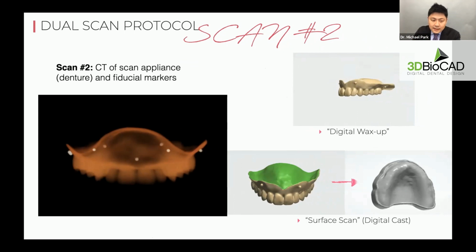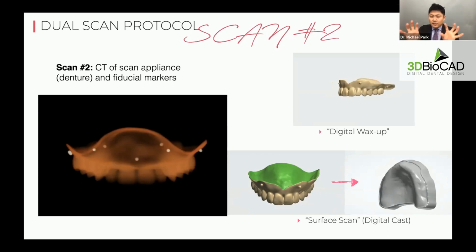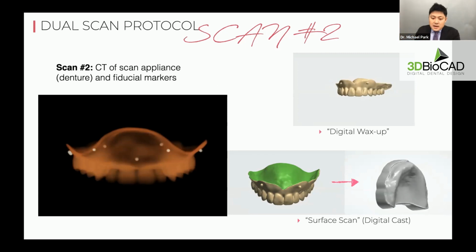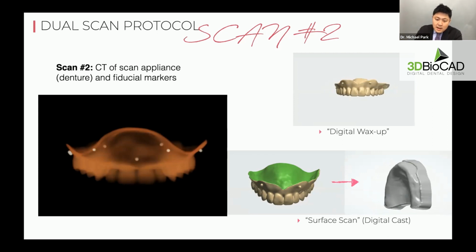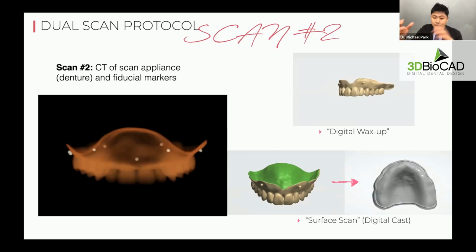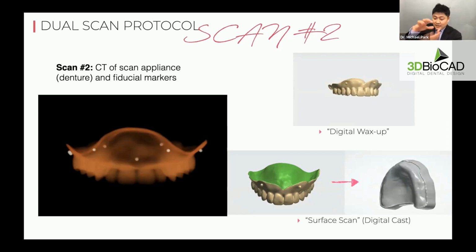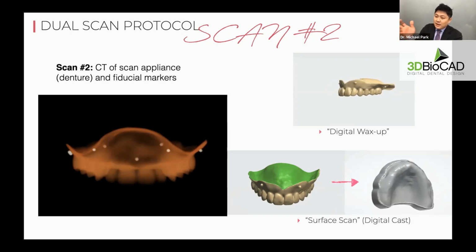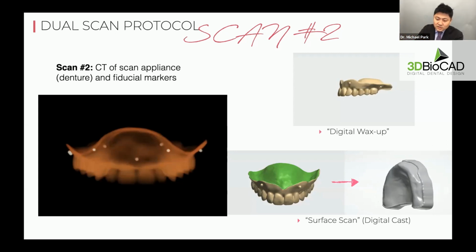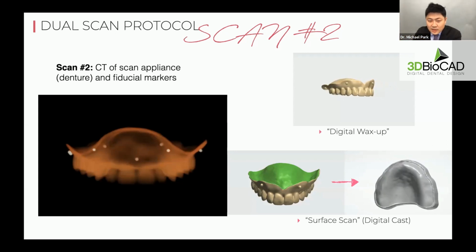And this scan appliance has lots of information for us. With scan number 2, we're able to see the digital wax up, the prosthetic information, because we see the teeth. We can use this to position our implant in the correct position. Also, we can fabricate a digital cast by creating a negative of the intaglio surface of the scan appliance. The digital cast can be used to fabricate the surgical guide, and the surgical guide can sit on that digital cast, and of course that will fit inside the patient's mouth as well.